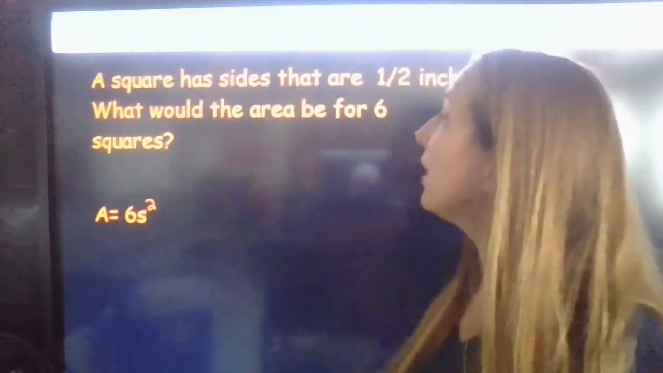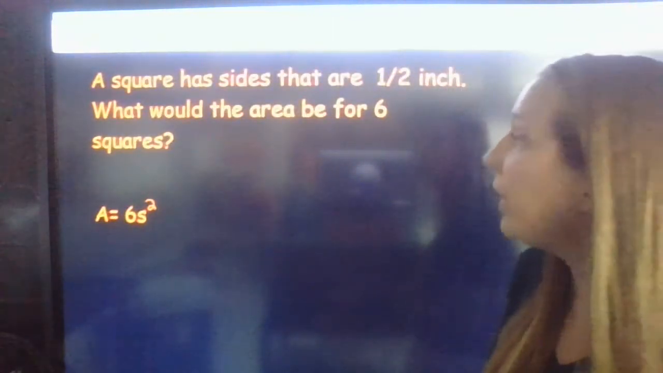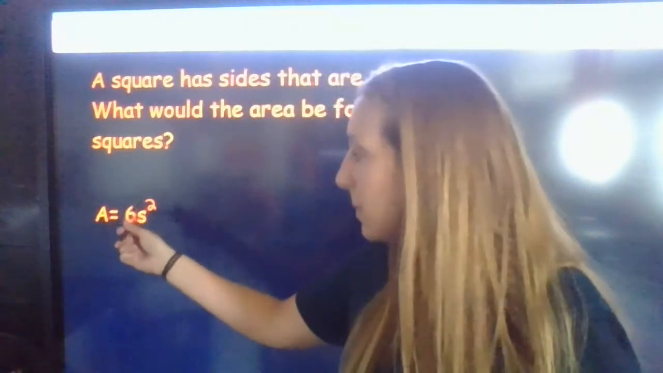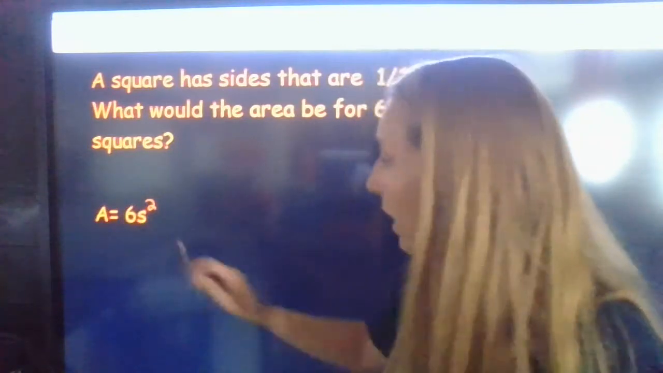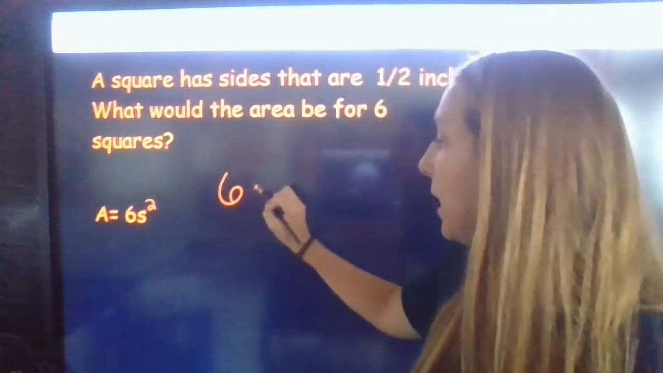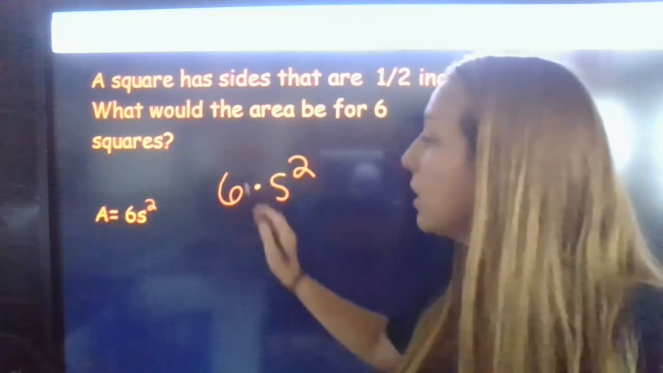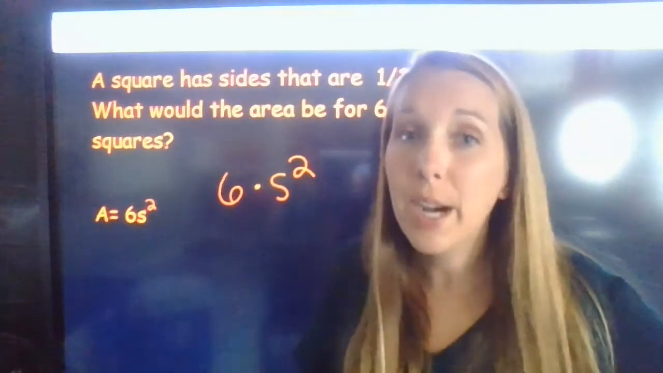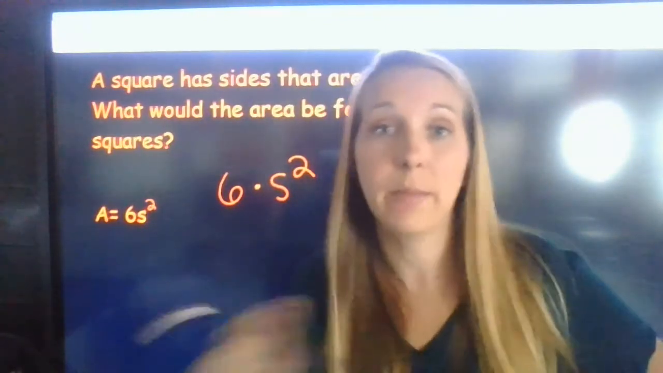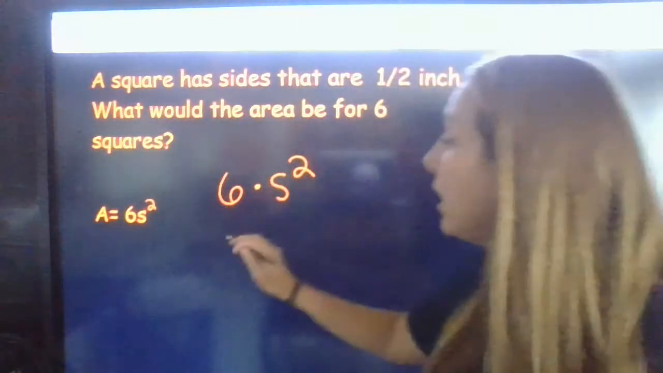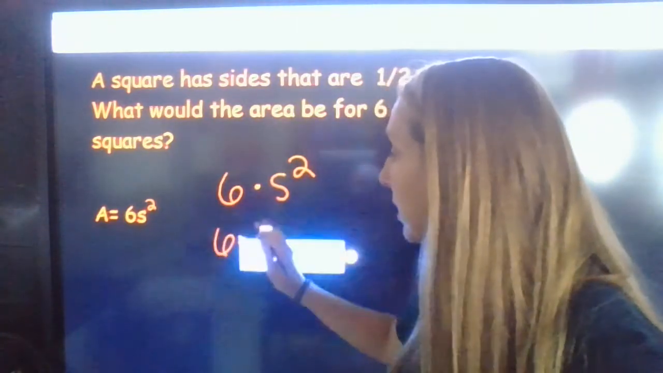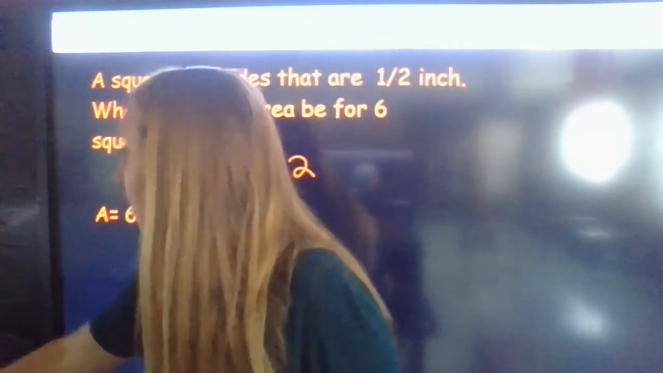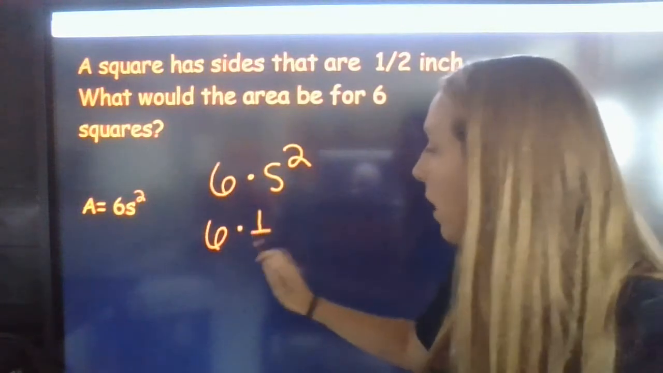Then we have a square that has sides that are 1/2 inch. What would the area be for 6 of those squares? So we have the area equals 6 times S squared. Okay, so let's break that apart. We have 6 squares, and that's why we have the 6. Our square is S squared because a square has all the same sides. So if it tells us that it's 1/2 inch, we're going to say 6 times (1/2) inch.